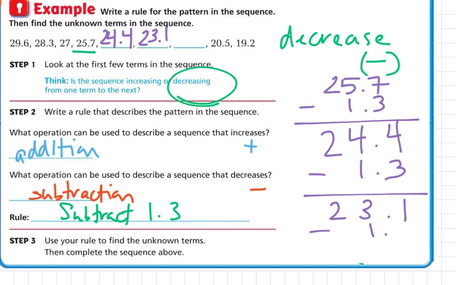Finally, we subtract our rule one more time. Now we can't do 1 minus 3, so we're going to regroup, and that 3 is going to become a 2, and we're going to borrow 10, and now we have 11.